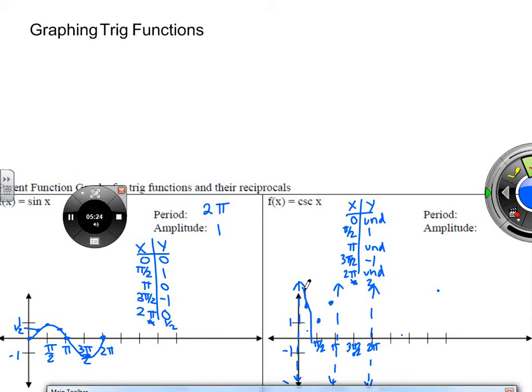Okay, that's nice. But it isn't actually that. And so the same thing happens in the negative area, if I can draw. Okay. All right, so this is the cosecant function.